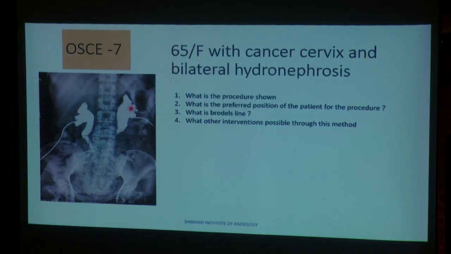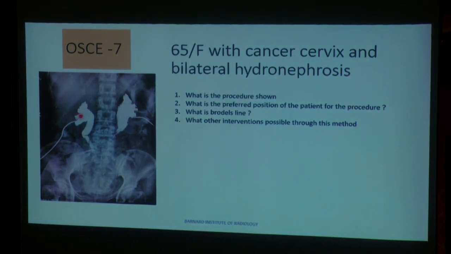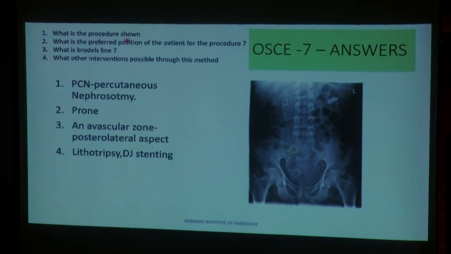So now you can see that these are both renal calyces. They are grossly dilated bilaterally. On the right side you can see the ureter, and you can see two catheters placed bilaterally through the percutaneous route in both pelvicalyceal systems. So now, what is the procedure shown? It is a percutaneous nephrostomy.